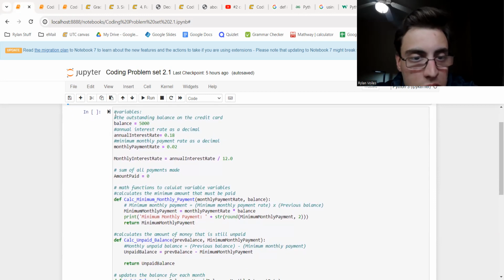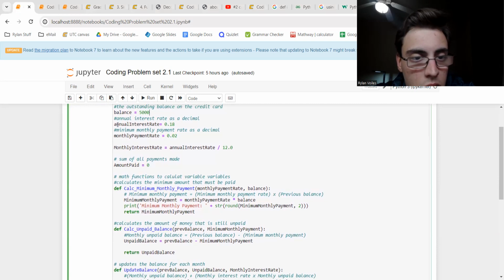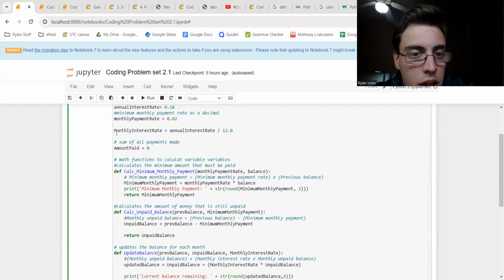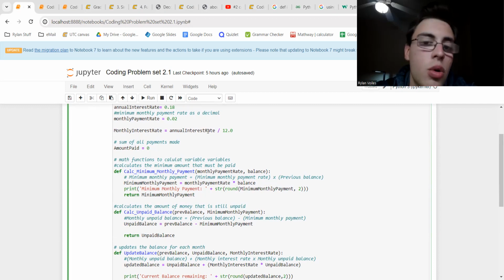So we start out with listing our variables. We have the balance, and we have the annual interest rate. We also have the minimum monthly payment rate, written as a decimal, of course. Then we can also declare our monthly interest rate, which is going to be our annual interest rate divided by 12.